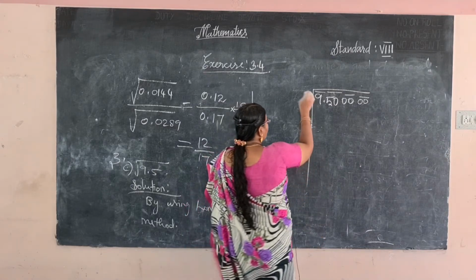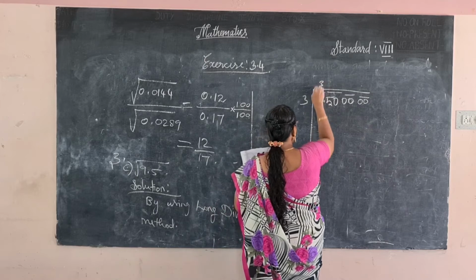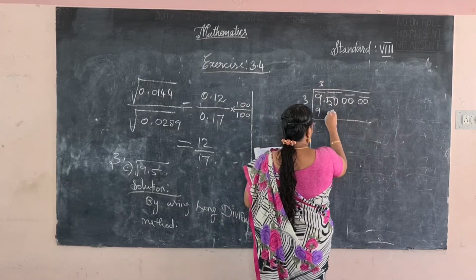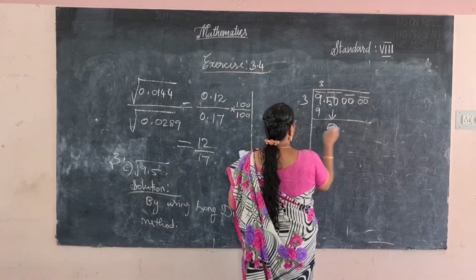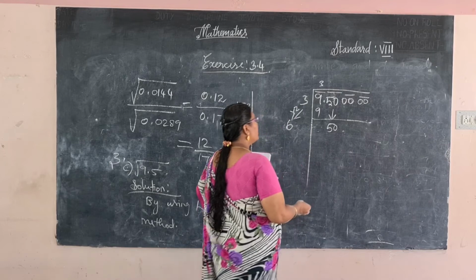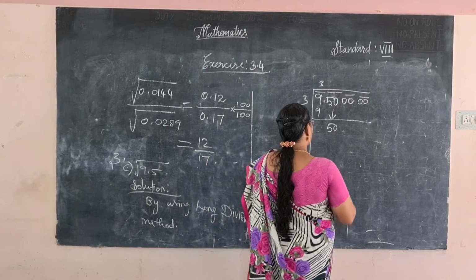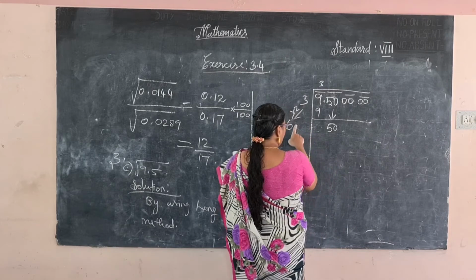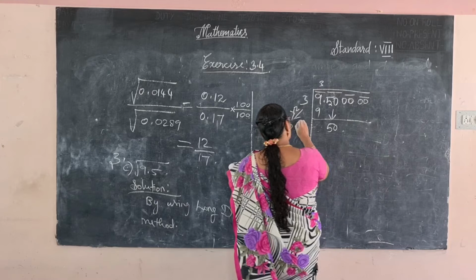Okay, so now write: how many squares in 9? 3. Now the remainder will be 0, and bring down the next digit. Now multiply by 2. 2 3s are 6. How many times is it possible? Is this possible? So add 0, since 10 is more than 50... so in this place add 0.